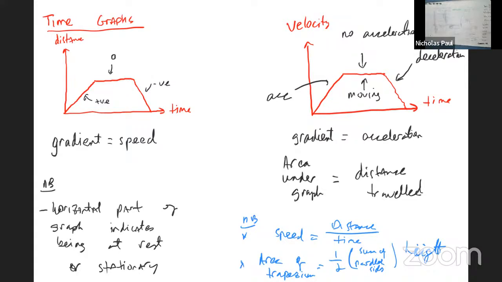All right, so what we're going to do is practice some questions on this. Tell me if it's too small. Yes. Speed equals distance on time. Speed is equal to distance on time. So these are some of the things that we need to know, and we're going to do a couple of questions on this.